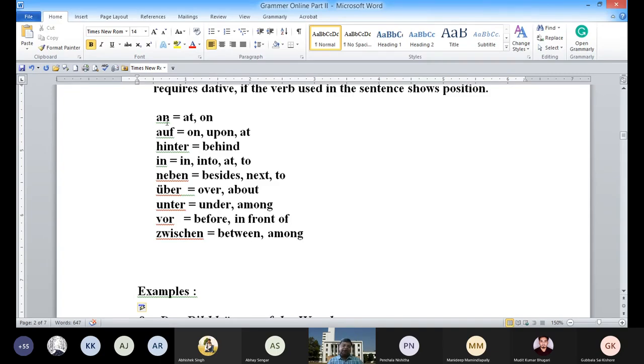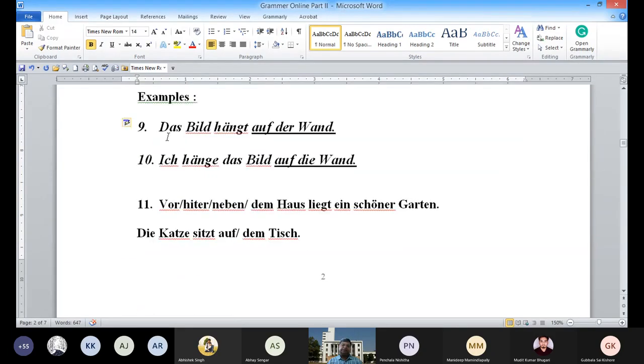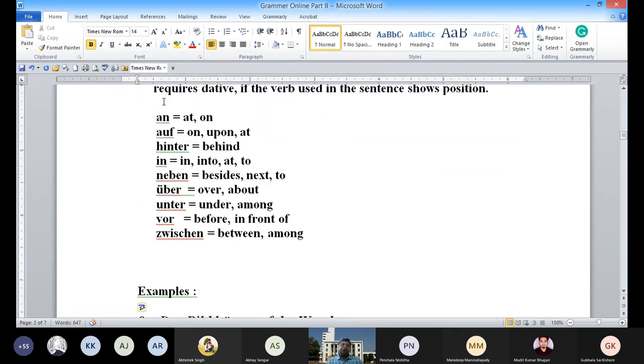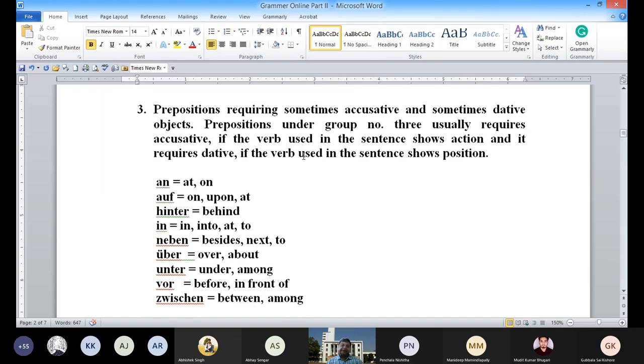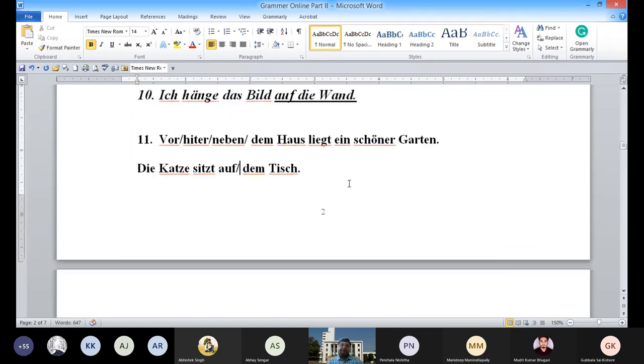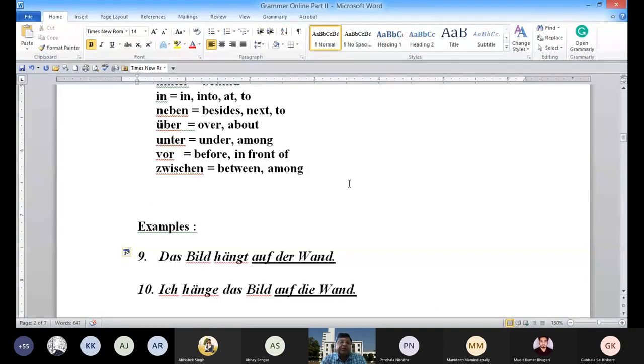So depending on the meaning, you can in fact use any one of these prepositions. So one has to understand action and position, and then you can use the third group of prepositions. So you have to remember that if the sentence is showing action, it will take accusative. If the sentence is showing position, then it will be dative. Yes. Now please tell me if you have any doubt related to the third group of prepositions.